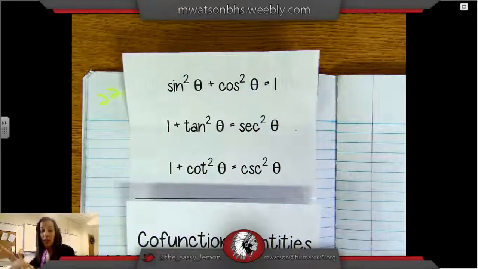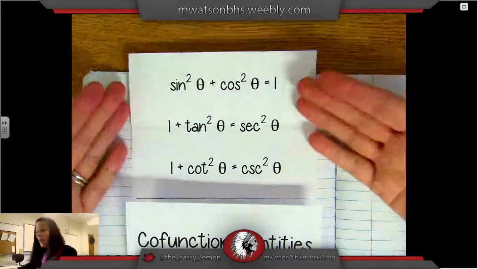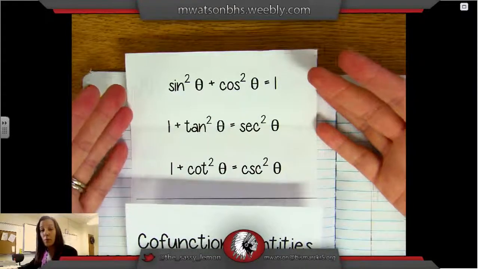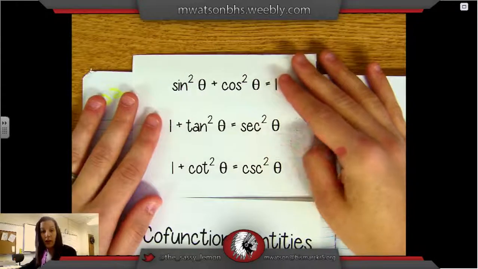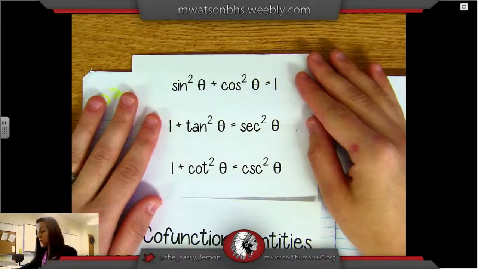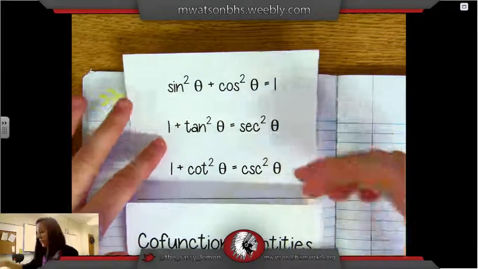Hence the Pythagorean identities. And we can actually derive these from the Pythagorean equation, but I'm not going to show you how to derive them until we do a couple things with these equations first.